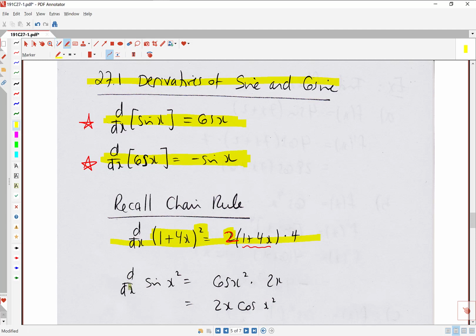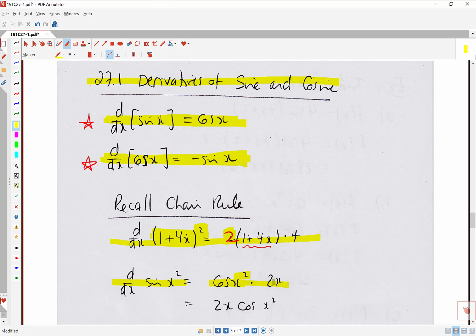So let's imagine we're trying to take the derivative of something like sine x squared. Okay, so the outside function is the sine, and the inside function is the x squared. So according to the chain rule, we're supposed to take the derivative of the outside function. So we'd say the derivative of sine is cosine. Keep the inside function the same. So we write cos of x squared, and then multiply by the derivative of the inside function. So derivative of x squared is 2x.